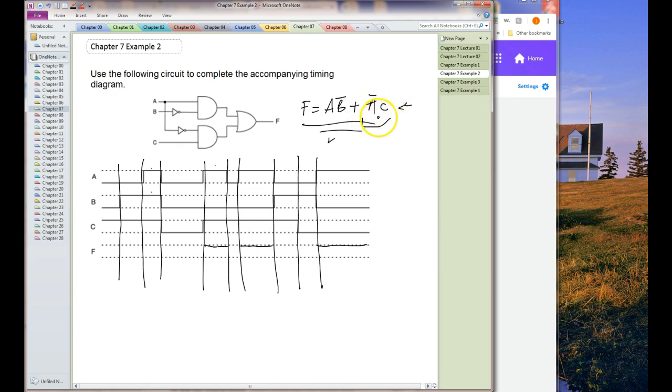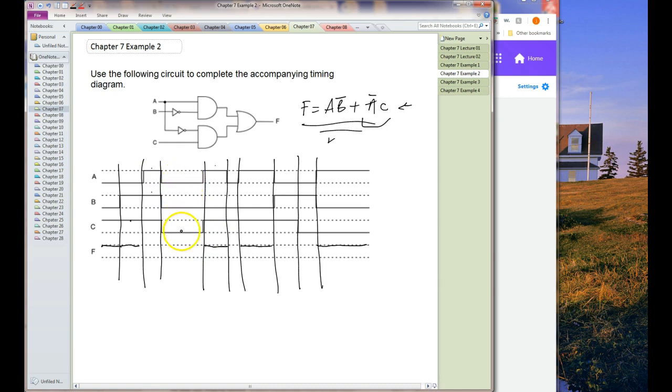The next term we're looking for A is a 0, C is a 1. A is a 0, C is a 1. A is a 0, C is a 1. A is a 1, we don't have to worry about that.